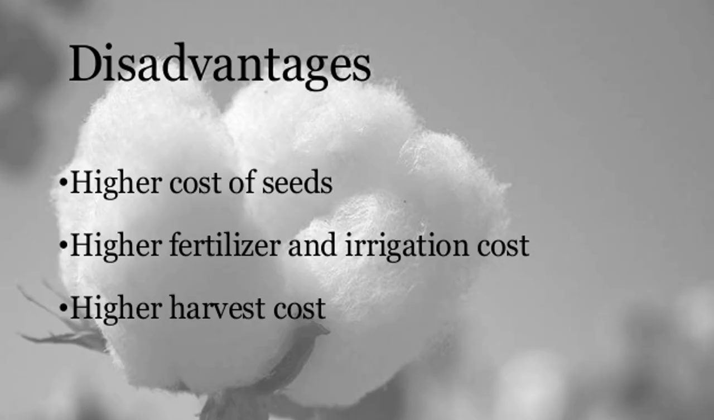However, with each technology there are some disadvantages. The main disadvantage is the higher cost of the seeds. Higher fertilizer and irrigation costs will be there, and higher harvest costs. So these are some of the drawbacks of using transgenics, but this can be overcome.